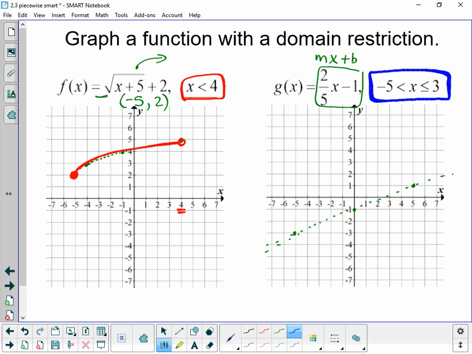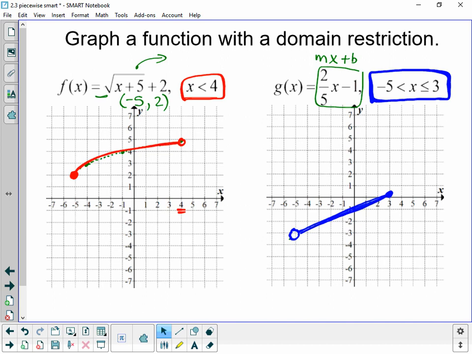We only want to keep a portion of the line. The portion we want to keep is between -5 and 3. And it's okay that that's not at a real nice point there, between 0 and 1 in the y direction. And just keep that part in between. So here is the function g of x. Everything else, all these other two ends are extras, things that we don't need, so we would want to erase them. All right, so those are functions that have domain restrictions.